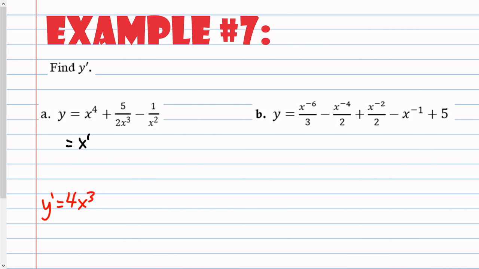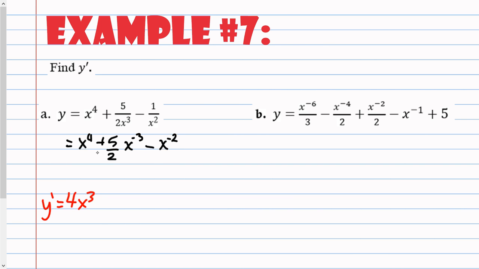So this is x to the 4th. 5, okay, so I can make this 5 halves. And then the x to the 3rd power is the denominator, right? So to make it not a denominator, I just have to make that exponent negative. And then minus, and then 1 over x squared is the same as x to the negative 2 power. So now that I rewrote it, it should be easier on me to do the derivative.